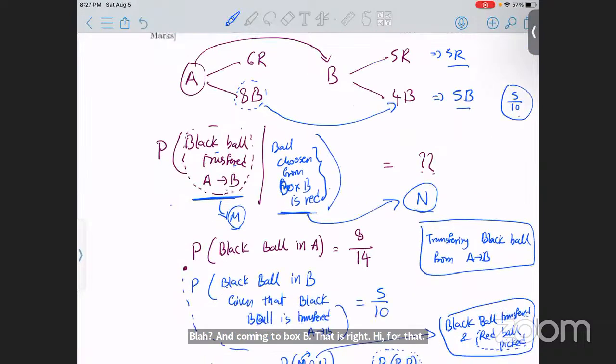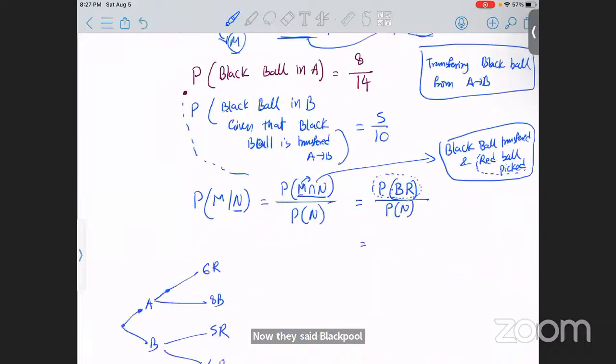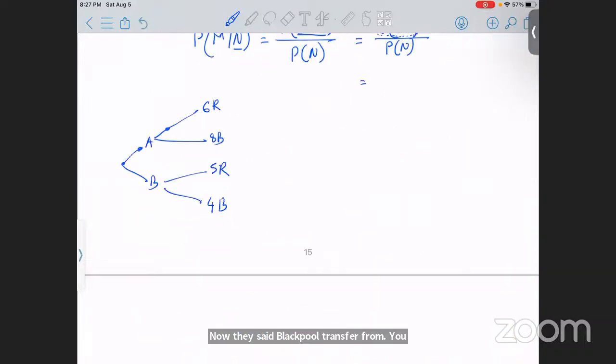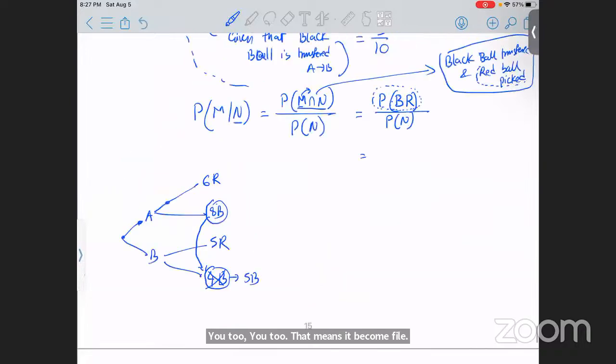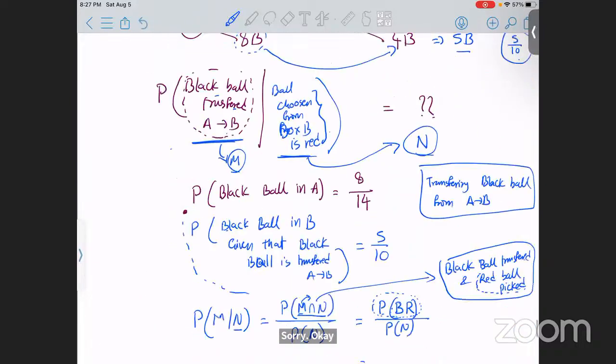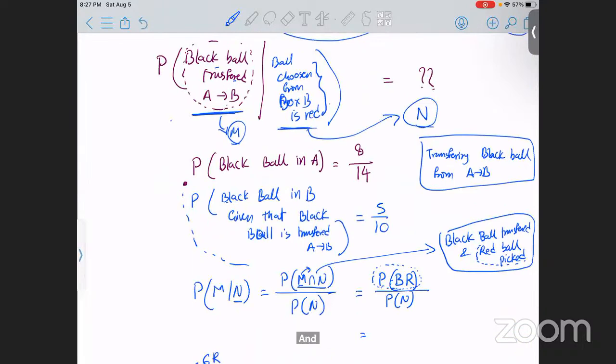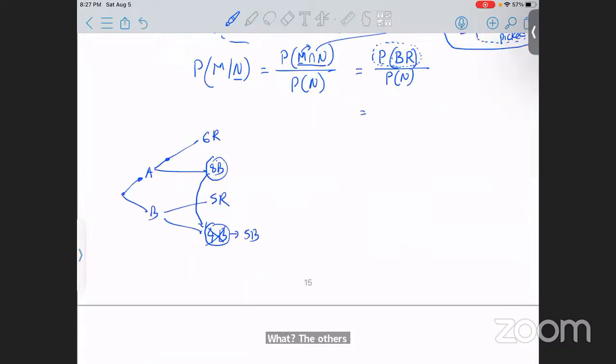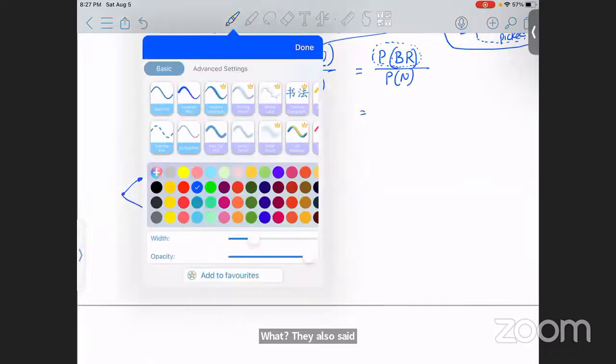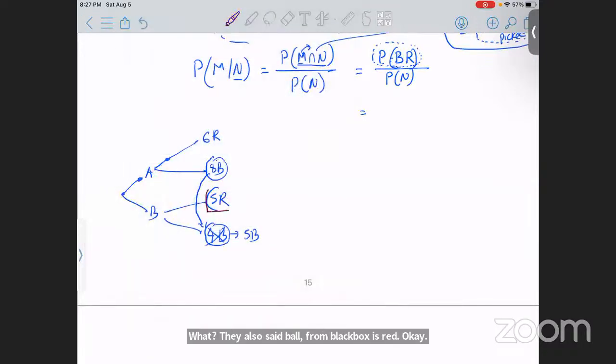Now they said black ball is transferred from A to B. That means black in box B becomes 5, and in box A the black ball becomes 7. They also said ball chosen from box B is red. So what is the probability of red in box B? 5 by 10.